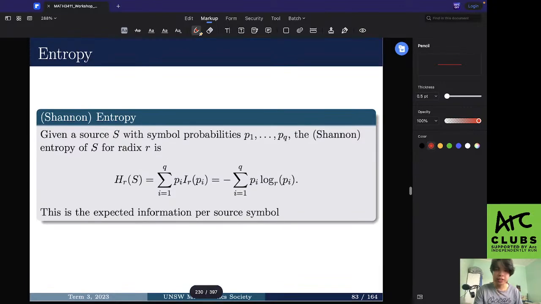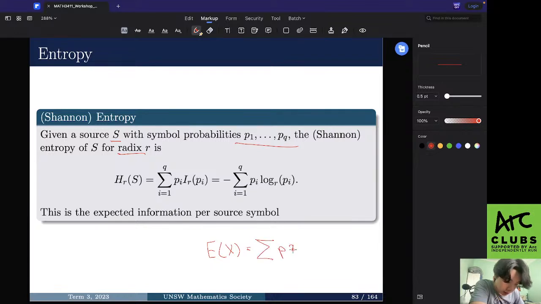All right, let's get to entropy. So what is entropy? Well, let's say that we have a source S and it has a bunch of probabilities, P1 all the way to PQ. And we also know that it's radix R. Entropy, you can think of it like the expected value for information. So you might remember the expected value formula is the sum of all probabilities multiplied by their weights, right? So we had xi, and i ranged from 1 to Q.